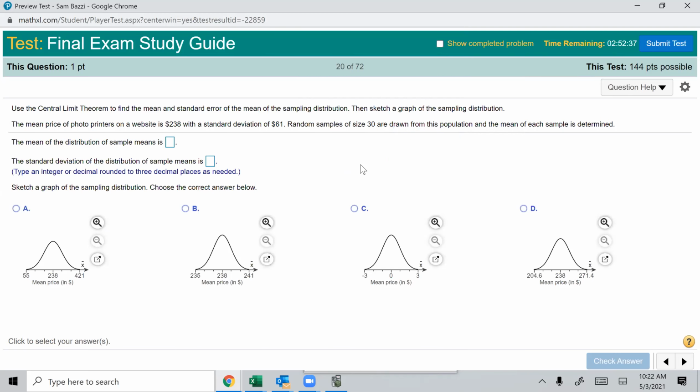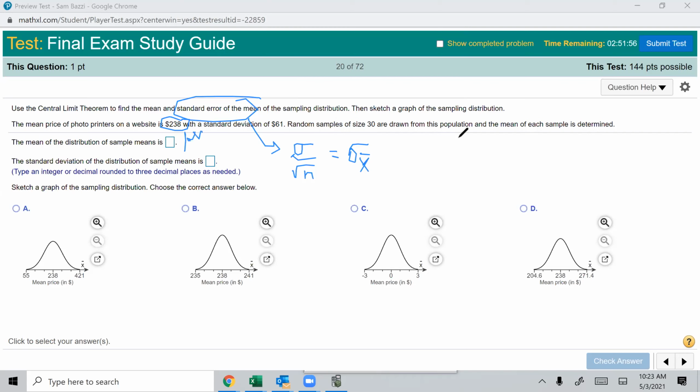Use the central limit theorem to find the mean and the standard error of the mean. The standard error of the mean, guys, means sigma of X bar, which is sigma over square root of n. So it's the same thing. This is sigma over square root of n, which is called sigma of X bar. Then sketch the graph of the sampling distribution. The mean price of photo printers on a website is 238. So 238 is the mean, which is the same as mean of X bar.